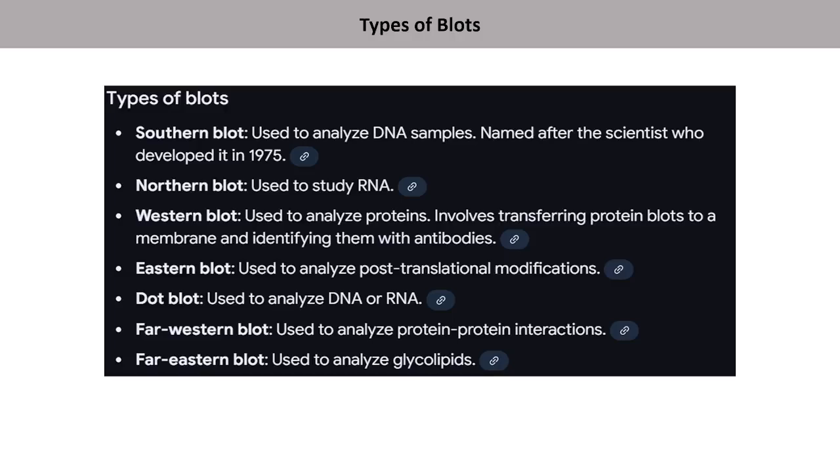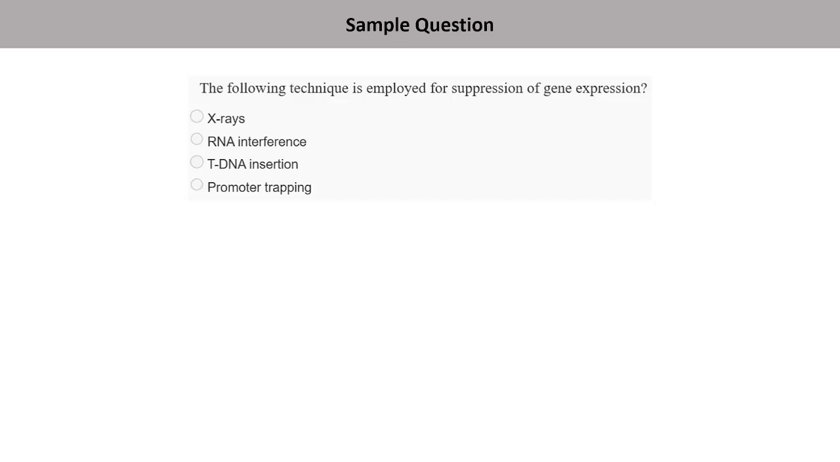Okay. Now moving ahead to our next question. The following technique is employed for suppression of gene expression: X-rays, RNA interference, T-DNA insertion, and promoter trapping. I'll give you 1 minute. If anybody knows the answer, please go ahead.